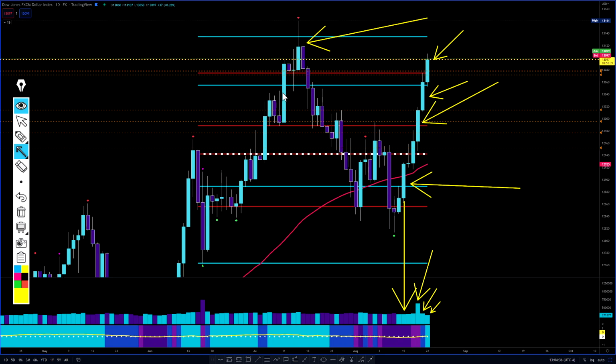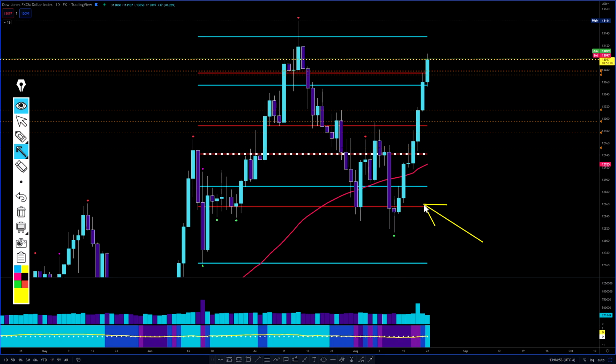So we hit this zone here and we fell back to this support level, and even the volume point of control, which is this white dotted line. So we had some selling right there as well, came back down to another heavy volume node, which is this red line right here, right? Got some support and now we're rallying up.